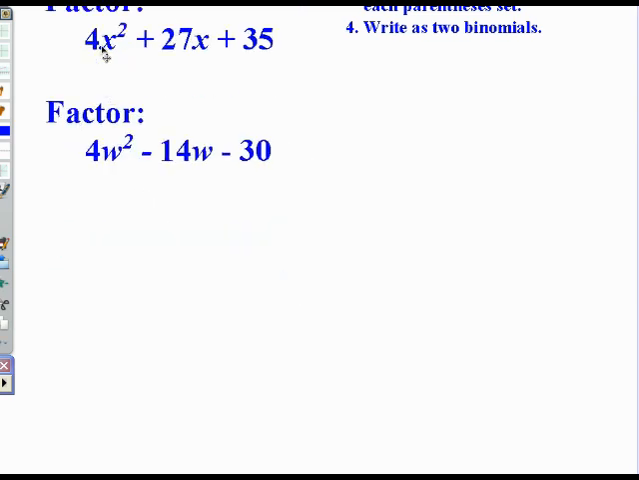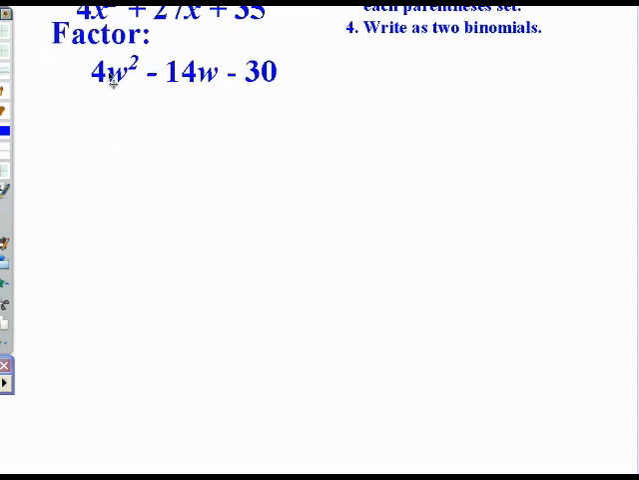Using again that split the middle, notice that every single term is divisible by 2. So if you don't factor out that 2, it's going to be harder. We're going to pull out 2. That leaves 2w squared minus 7w minus 15. Okay, now I know I don't want to lose that 2, so keep bringing it down.